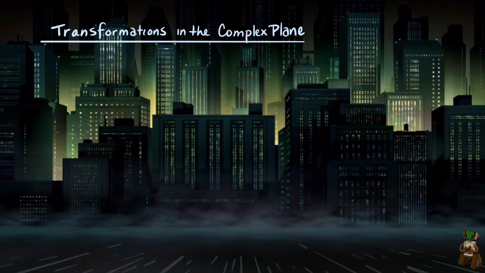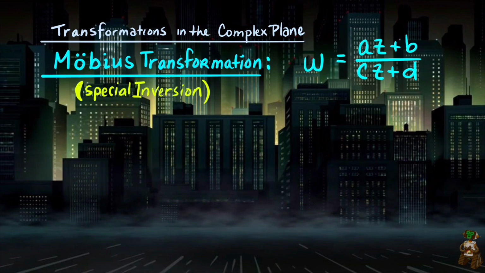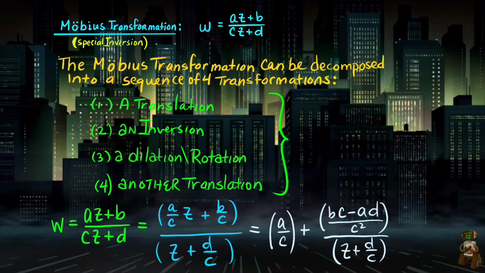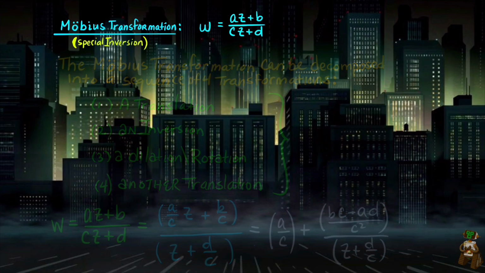A special kind of transformation, which is a combination of the ones we have spoken on, are Mobius transformations of the form az plus b over cz plus d. These transformations can be decomposed into a sequence of four more elementary transformations: a translation, an inversion, a dilation and rotation, and another translation. That combination creates a conformal transformation. So Mobius transformations preserve directionality. They preserve the orientation.